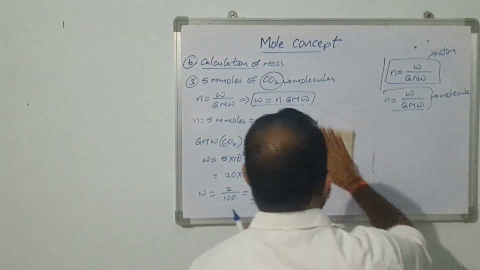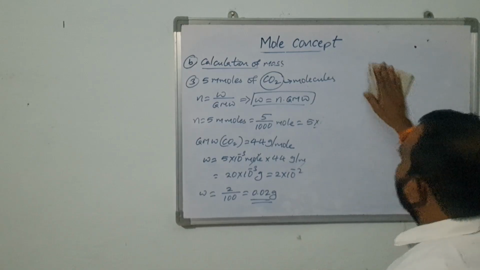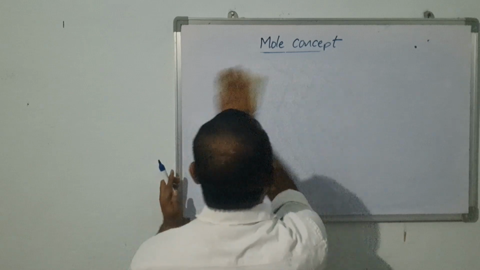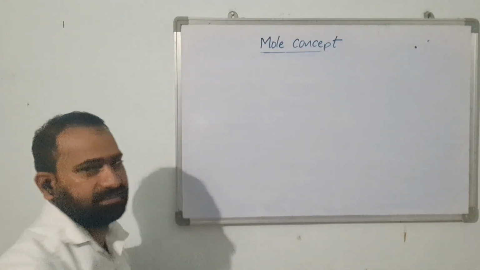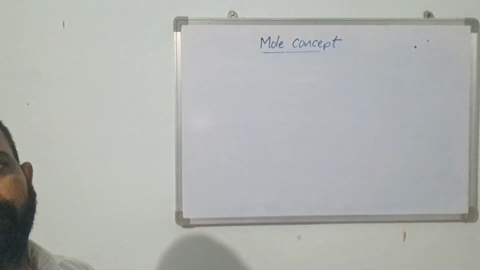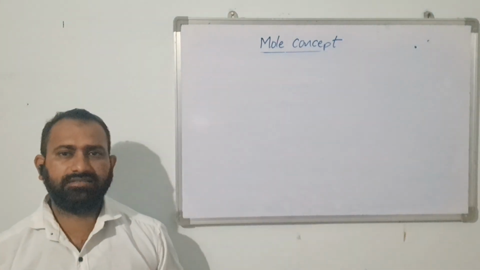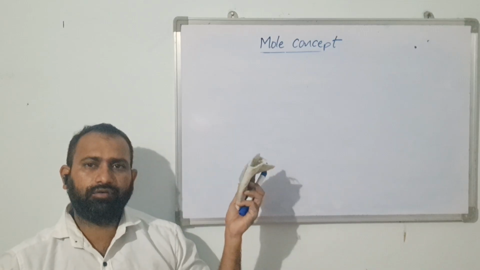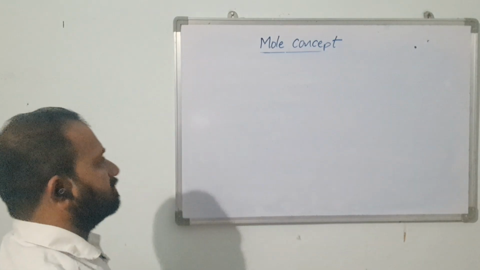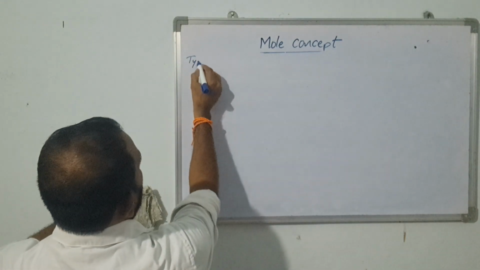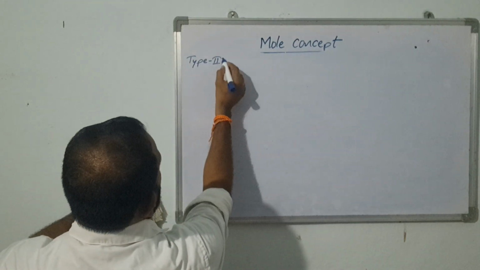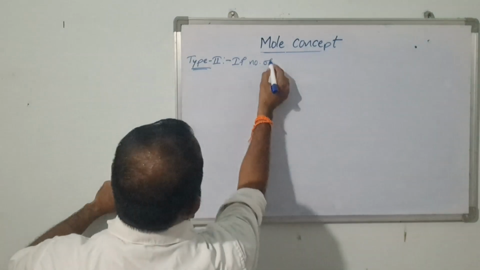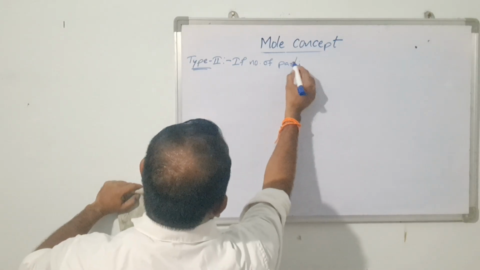Until now, we calculated the number of moles when mass is given, as well as mass when the number of moles is given. So these are type 1 questions, that means the mole and mass relation. Now we discuss type 2 problems, where the number of particles is given.